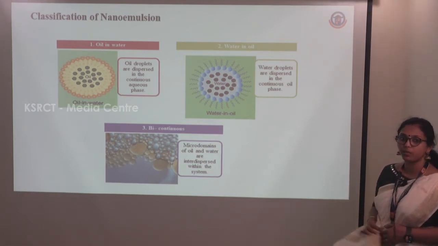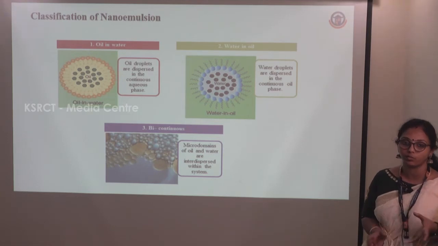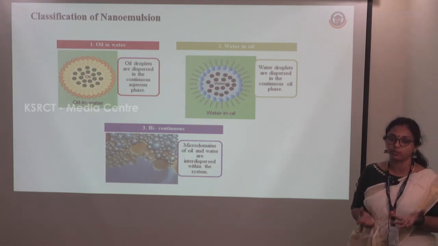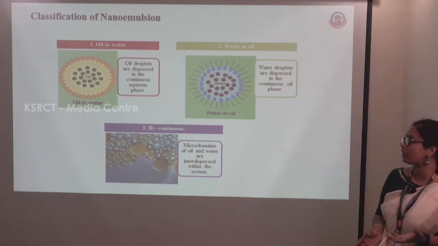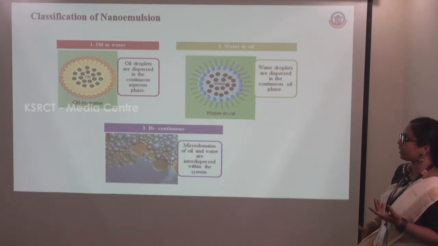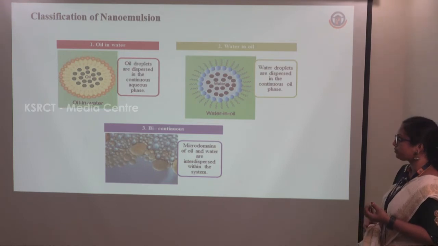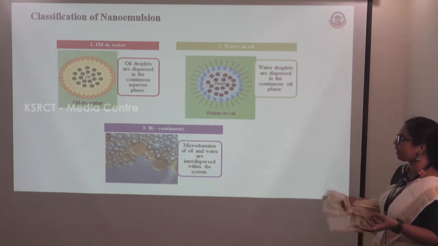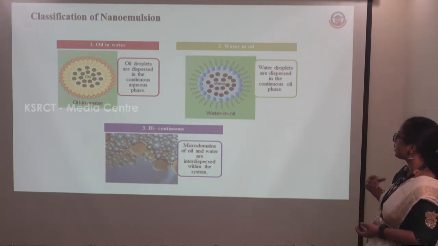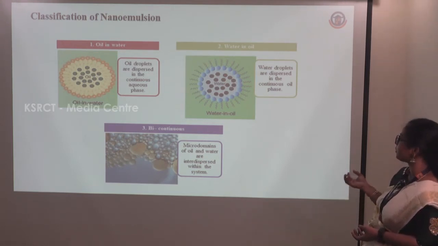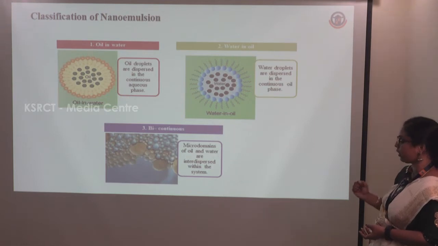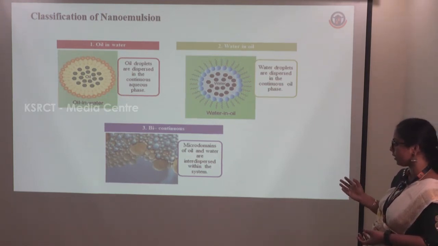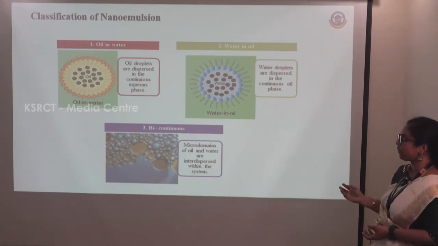I have already explained that in the case of an emulsion there will be 2 phases: one is the continuous phase and the other is the dispersed phase. So depending upon that, in the case of oil in water, the oil will be the dispersed phase and the continuous phase will be the water. In the case of water in oil, the dispersed phase will be the water and the continuous phase will be the oil. Bicontinuous means microdomains of oil and water in the dispersed system.